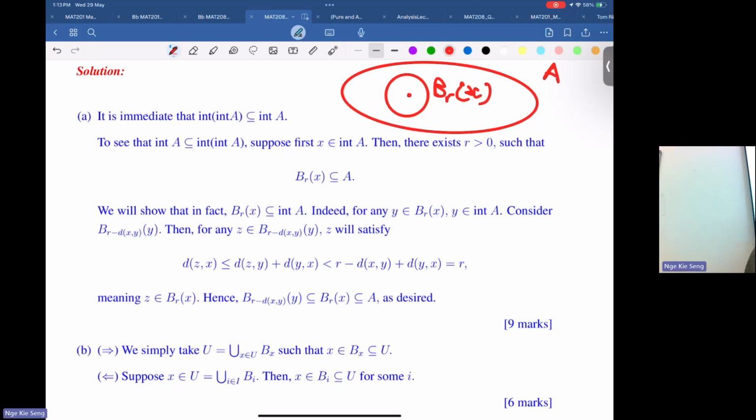Okay, what do you do? You take Y here. Can you find a ball around Y such that this ball is in A? But I already know B(r, x) is in A, right? So as long as I keep my ball inside B(r, x), then I am good, because I know B(r, x) is in A already.